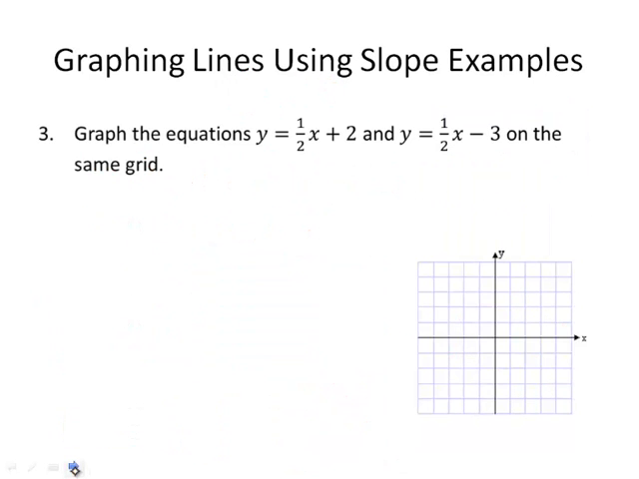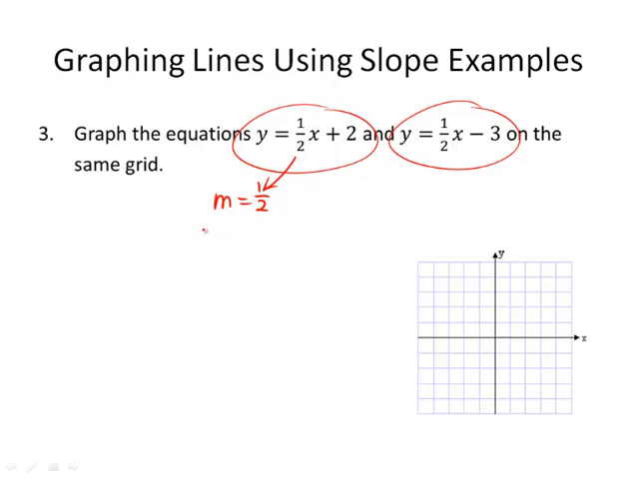Let's continue and graph some more of these. Here we want to graph both of these equations on the same grid. Let's check it out. Here we've got slope 1/2 and y-intercept, which is your b component of your y equals mx plus b, as 0, 2. Here we've got our slope to be also 1/2, and our y-intercept is different, making the line different, and it's at 0, -3. So let's see how this pans out.